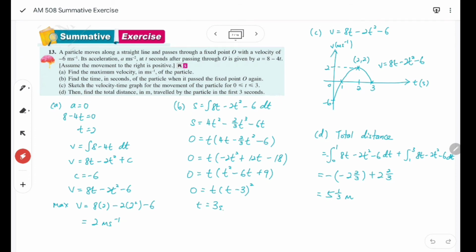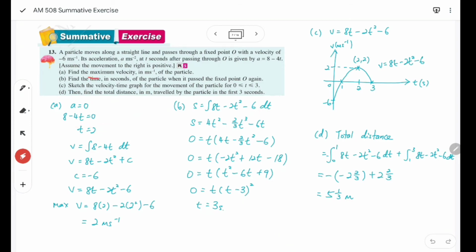A. Find the maximum velocity of the particle. Maximum velocity is the key. It tells us dv/dt equals 0, which is a equals 0, and we have our function a, 8 minus 4t equals 0, and we'll get t equals 2.